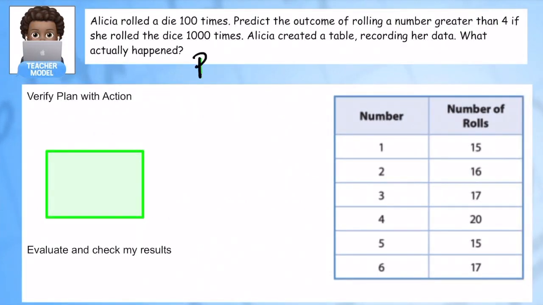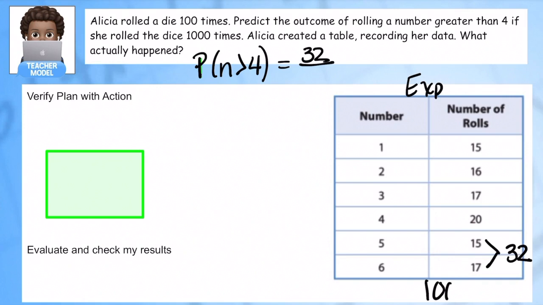We're calculating the probability when n is greater than 4. And this is experimental, meaning we're using these trials. We're looking at these two numbers here that added up to 32. And we knew that there were 100 trials in this experiment. So 32 out of 100, or P is equal to 32 hundredths, 32%. So we want to know, what would this be after 1,000 trials? If we know the probability is 32%, how many times will we get a number greater than 4 using this data?